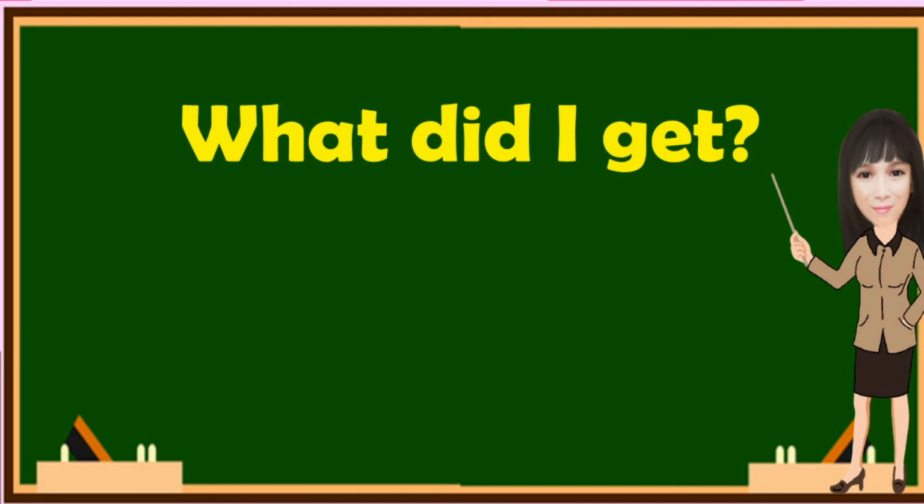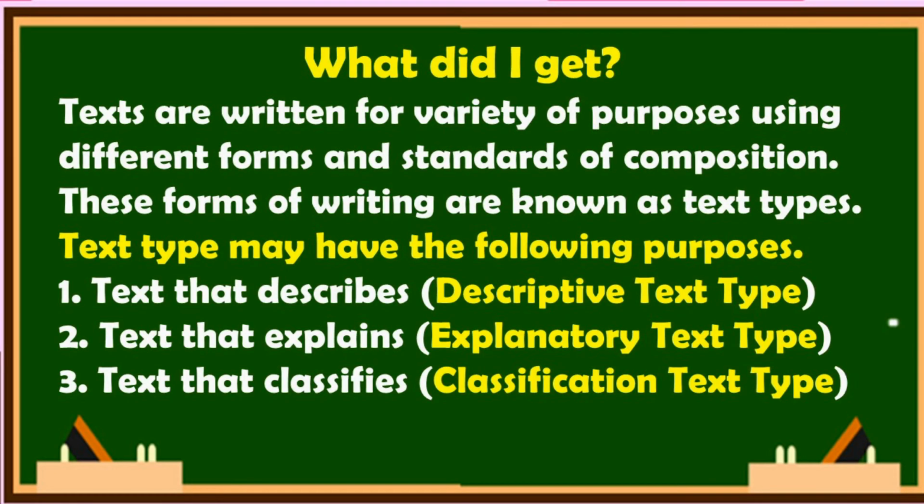Before you proceed to the next activity, let us go over and remember the important ideas you have gained from the lesson. Texts are written for a variety of purposes, using different forms and standards of composition. These forms of writing are known as text types. Text types may have the following purposes.